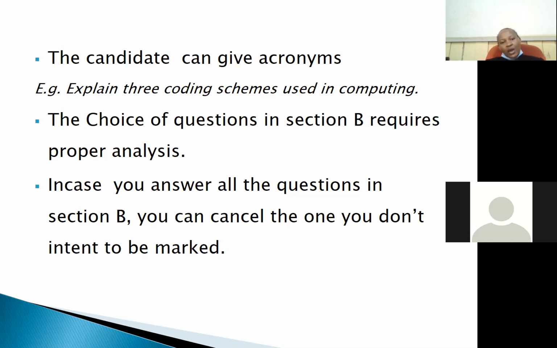Okay? So that now you are able to score. Let's say, for example, this is a question that can be awarded 6 marks, each point 2 marks, whereby you state the coding scheme and then the explanation. Stating BCD, you explain the number of bits it uses, you state ASCII, you give the number of bits, you state the other one, which is EBCD, and then you give the number of bits. At that point, you are correct. Again, if you are also comfortable with giving full names, you can as well do so because you are also right. Then I would also like to advise candidates on the choice of questions in section B.